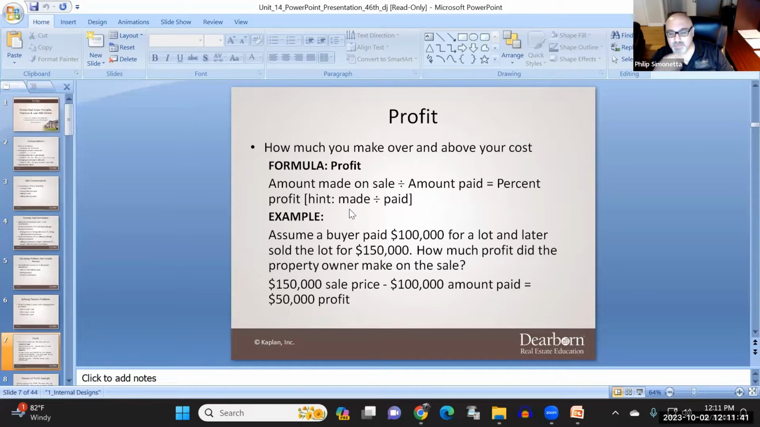Assume a buyer paid $100,000 for a lot and later sold the lot for $150,000. How much profit did the property owner make on the sale? For this one, if the sale price was 150 and the amount he paid for it was 100, you subtract, and the profit was 50, right? If you want to figure out what percent he made, you take what he made divided by what he paid, right? That's right. Okay.